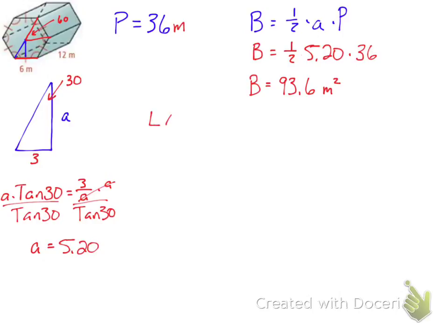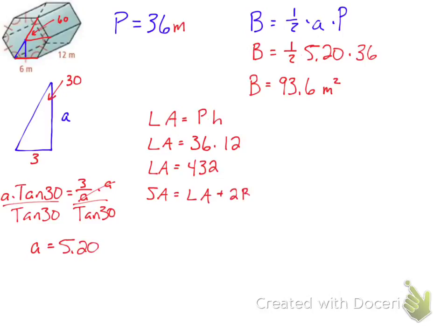Once I'm there, now I can find my lateral area, which is going to be my perimeter times my height. That gives me 36 times my height, which is 12. So my lateral area is equal to 432. My surface area is my lateral area plus 2 bases. So my surface area is 432 plus 2 times the area of my base, which is 93.6. So my surface area ends up being 619.20 square meters.